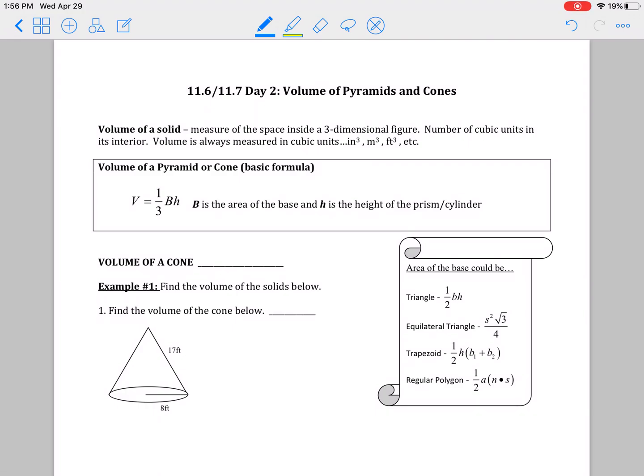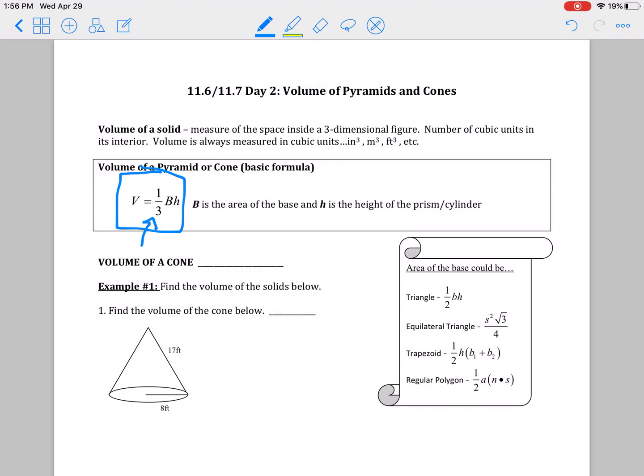Okay, moving on to the formula. It probably looks very familiar. The volume of a pyramid and cone, the only difference is you have this 1/3 right in front. And you multiply that 1/3 by the area of the base and the height of the prism or cylinder.